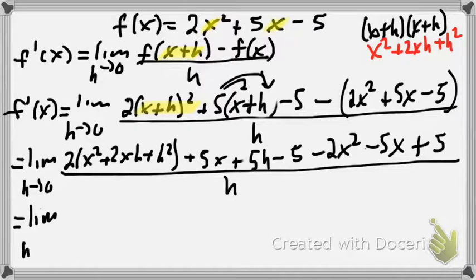So the limit as h approaches 0, now distribute the 2. 2x squared plus 4xh.